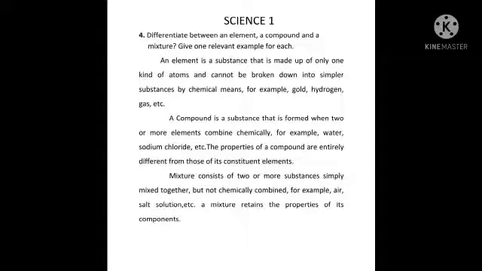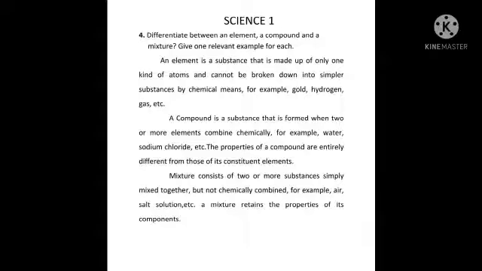Okay. Then fourth one. Differentiate between an element and a compound and mixture. Give one relevant example for each. So what's the answer? First paragraph is about element. Second paragraph is about compound. Third one is about mixture. Okay, easy only. Three definitions you want to learn. First one, an element is a substance that is made up of only one kind of atoms and cannot be broken down into simpler substances by chemical means.